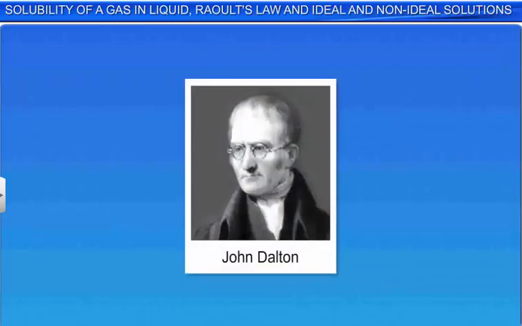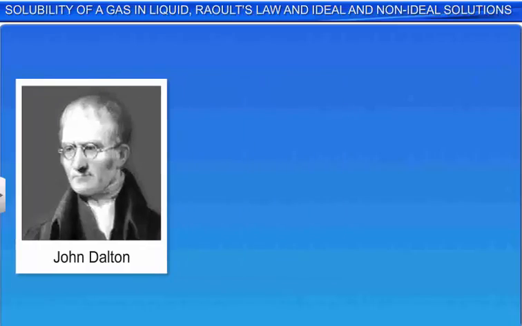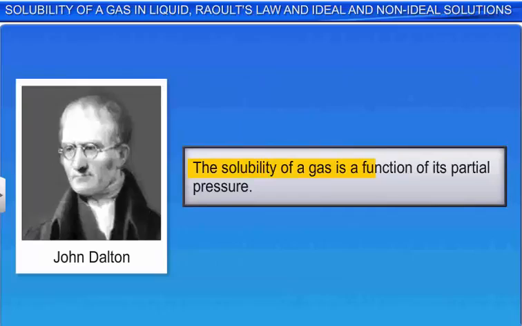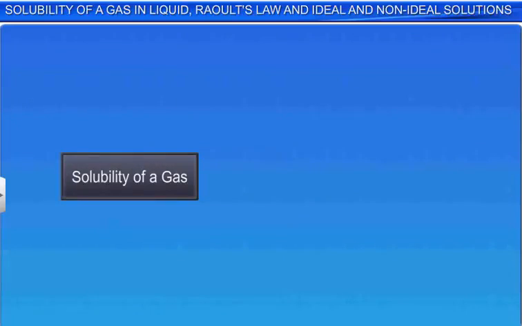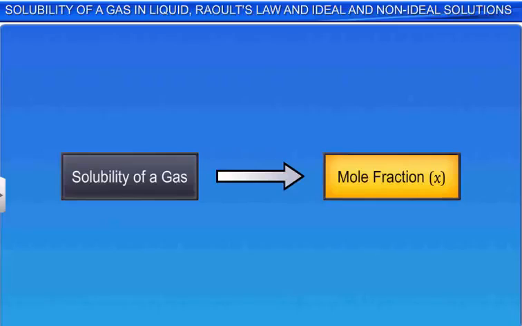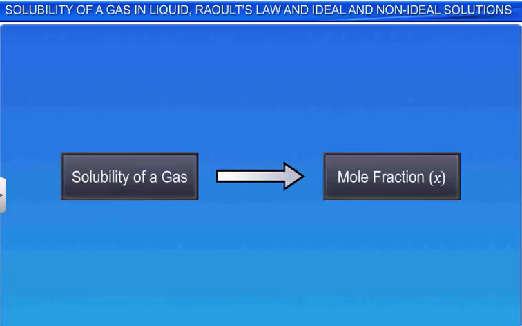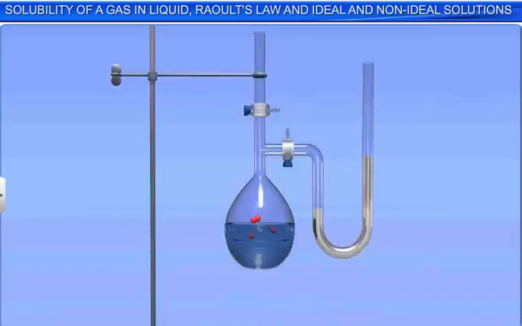Dalton, a contemporary of Henry during the same period, concluded independently that the solubility of a gas is a function of its partial pressure. If the solubility of a gas is expressed in terms of the mole fraction, then the statement of Henry's law becomes: the mole fraction of a gas in a solution is proportional to the partial pressure of the gas over the solution.